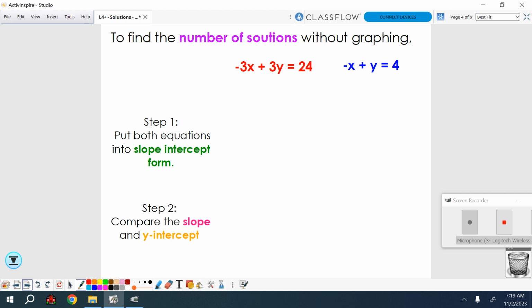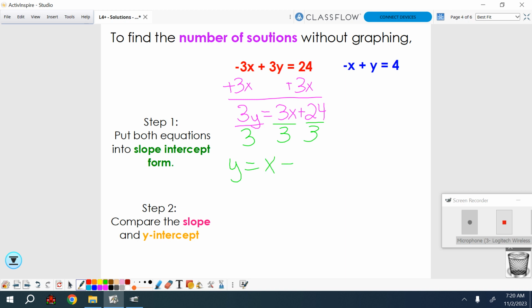Okay, again, go ahead and put these into slope-intercept form. You're going to add 3x on both sides, so we move the x. We get 3y equals 3x plus 24. Divide both sides by 3. Divide everything by 3. And we get y equals x plus 8. Now, when we do the other side, we're going to add x to both sides. This one's easier to put into slope-intercept form. We're going to get y equals x plus 4.